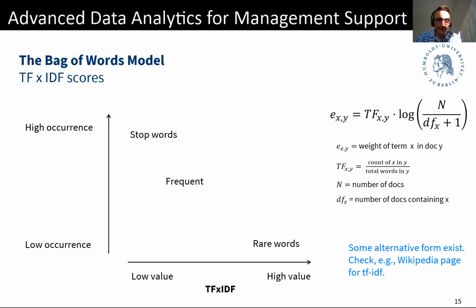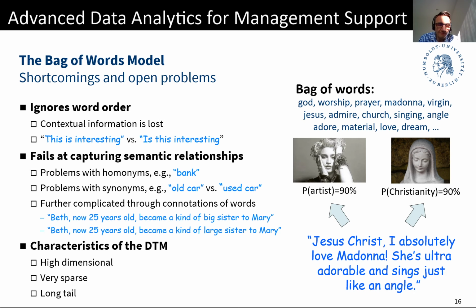All right, let's summarize the bag-of-words model and its shortcomings and open problems. We have seen that it does not take account of word order, which is bad because the ordering of words is important, at least in certain contexts. Compare this: is this interesting, same words. In the bag-of-words representation, these two texts, these two documents.